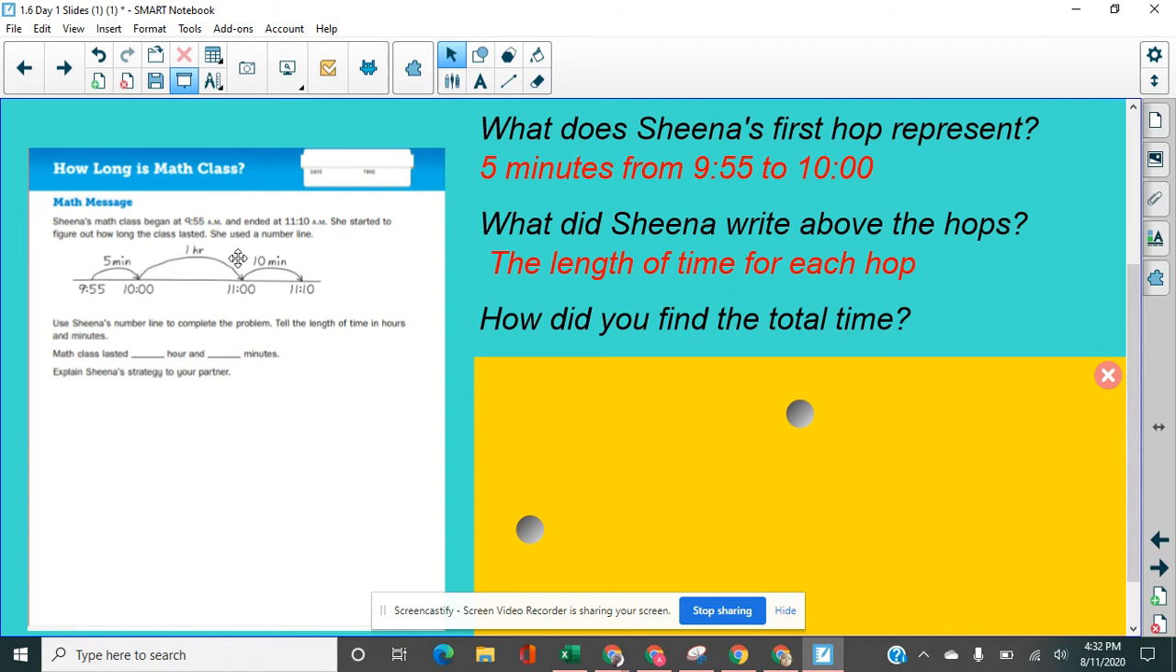So she went with these friendly times that are easy to deal with. From 10 o'clock to 11 o'clock, she made a big jump. And then she had a smaller jump from 11 o'clock to 11:10. Now, if she had to go to 12 o'clock, she would have made another hour jump, and she'd have had over 2 hours. So, to find the total time, just like we did earlier, we are going to figure out how many hours and how many minutes she has written up here all together.